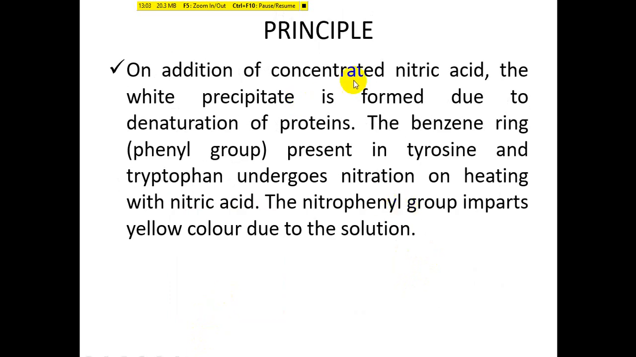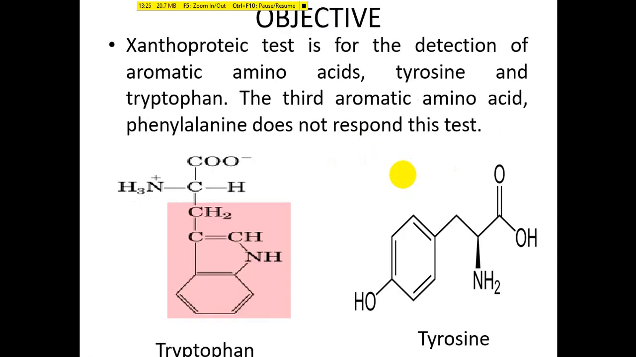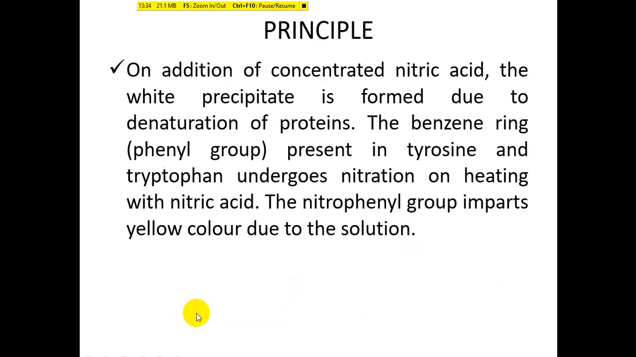On addition of concentrated nitric acid, a white precipitate is formed due to denaturation of proteins. The benzene ring, that's the phenyl group present in tyrosine and tryptophan, undergoes nitration on heating with nitric acid. The nitrophenyl group imparts a yellow color to the solution. So a phenyl group is a benzene ring, or also called a phenyl group.